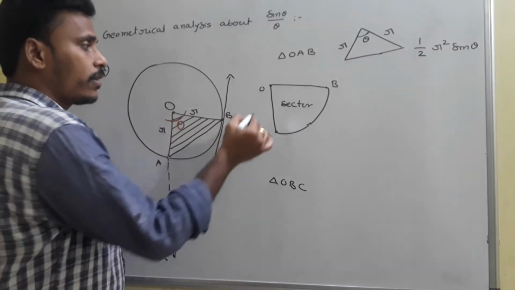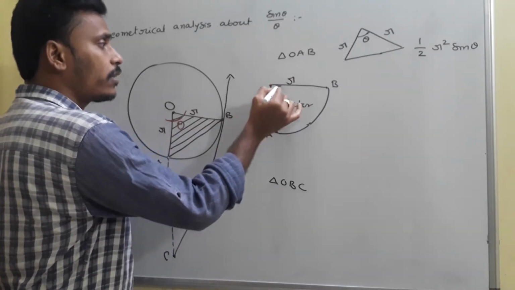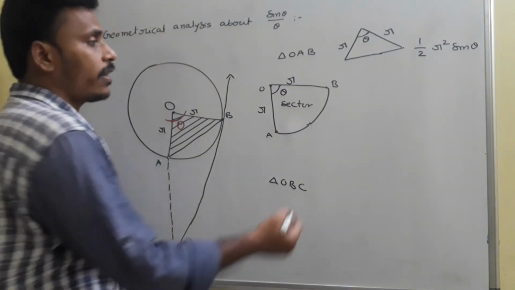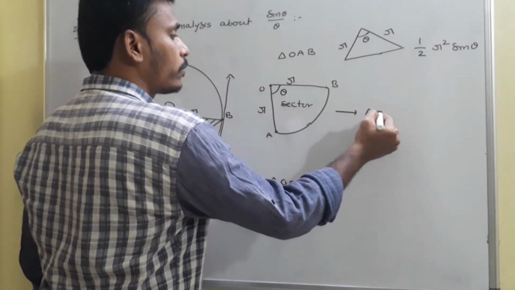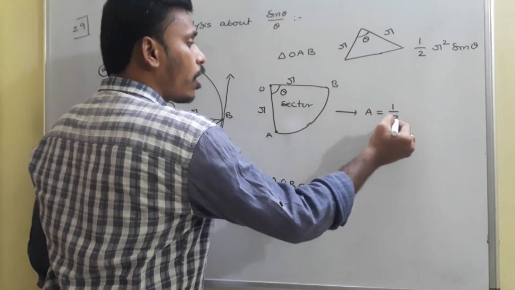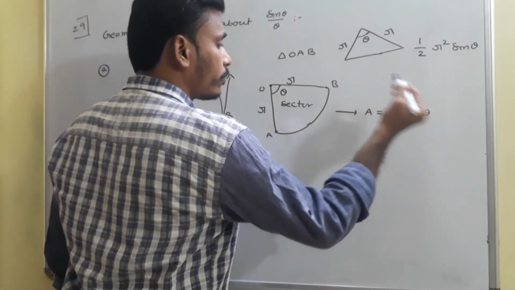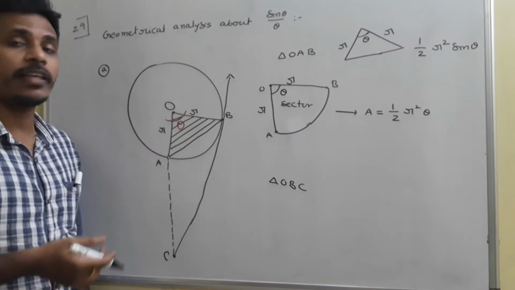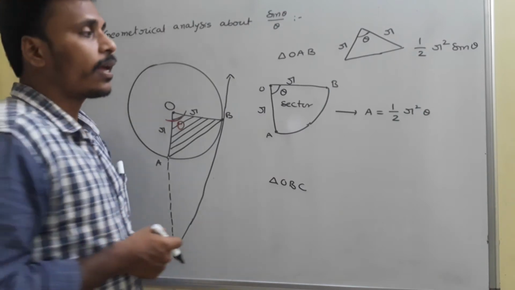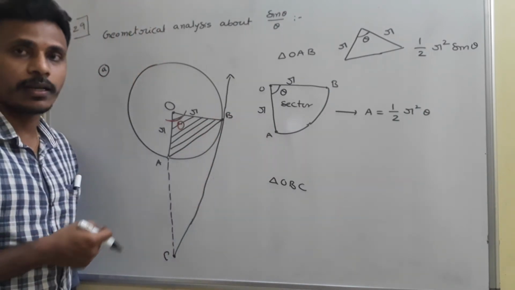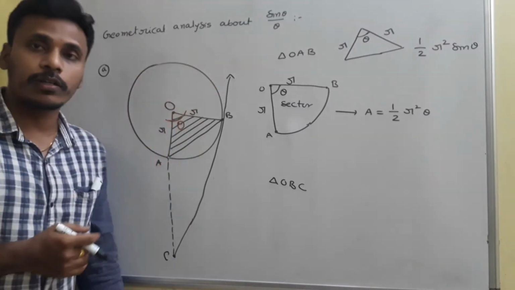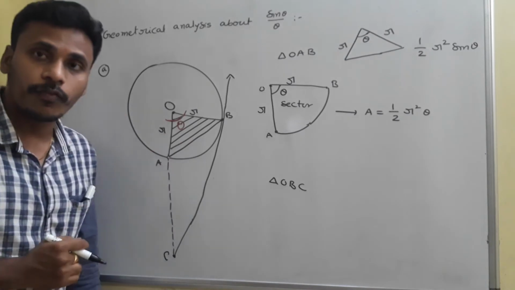And for the sector, this is R, this is R, this is theta. What can you say about its area? Sector area is usually given by half r square theta. The length of the arc is r into theta, and the area of the sector is half r square theta. All these are very simple formulas from trigonometry. Area of the triangle is half r square sin theta. Area of the sector is half r square theta.